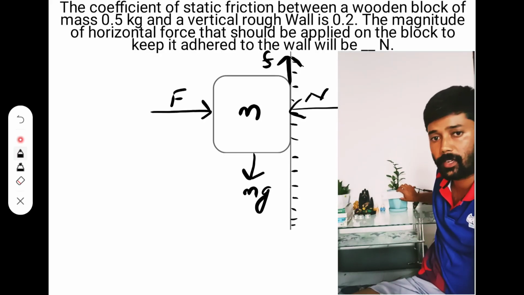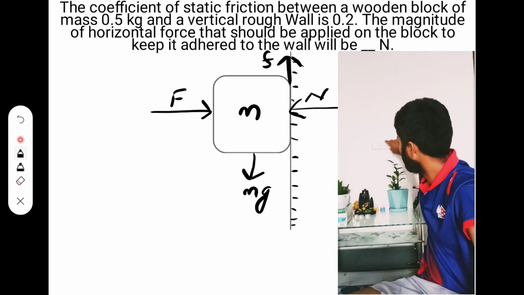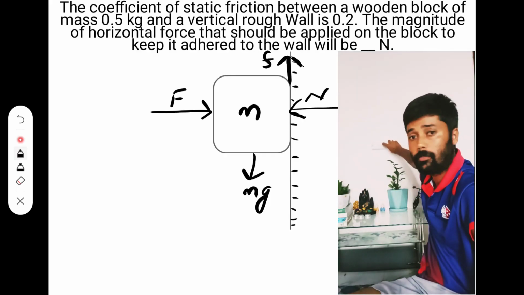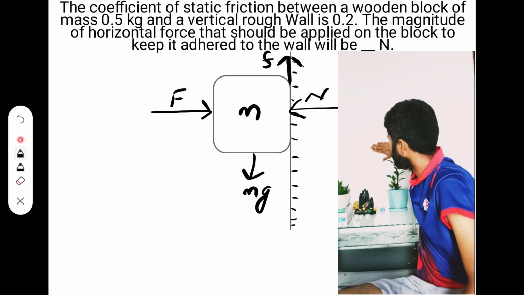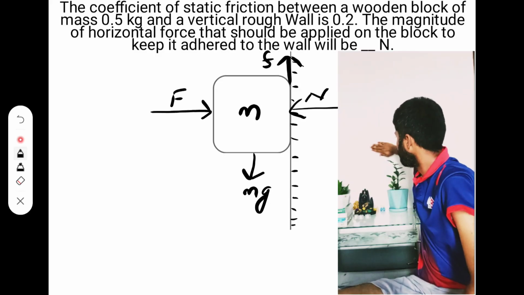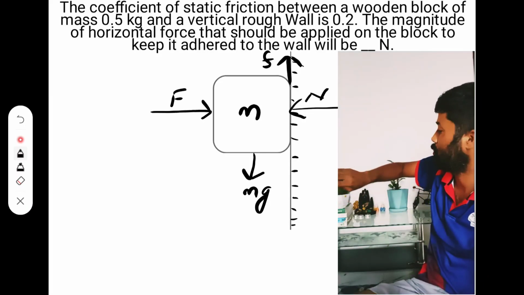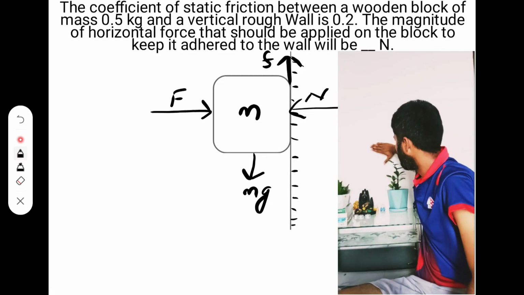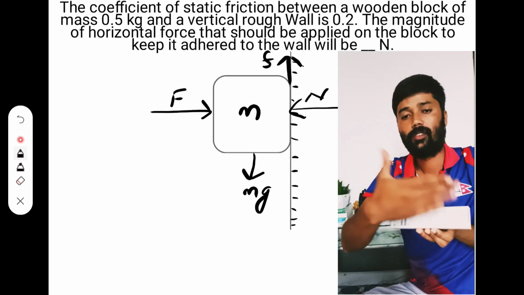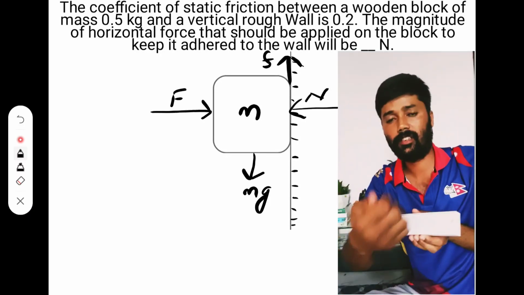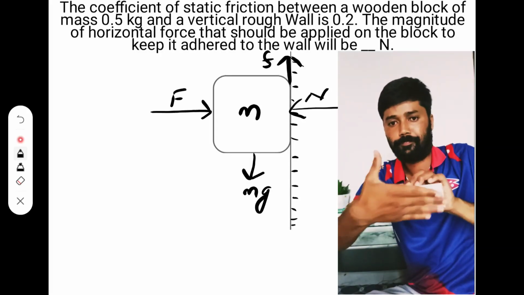I think you can see it here. Let me do it here again. If this is your block, and you have applied some force so that it is not sliding down. Now let us see what forces are acting. With this palm I have applied some force, that is the external force I have applied. I have generated force with my body and applied it to this block.